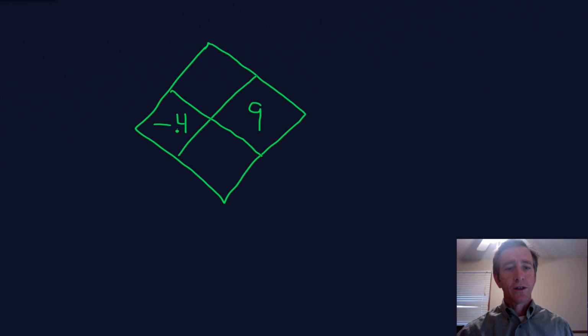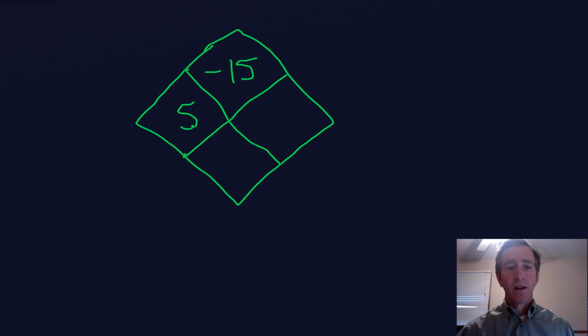This time we're going to deal with the integers negative 4 and 9. So again, this is the product and this is the sum. And we're going to deal with the negative sign first. So we'll have a negative in there. 4 times 9, 36. 9 minus 4, 5.